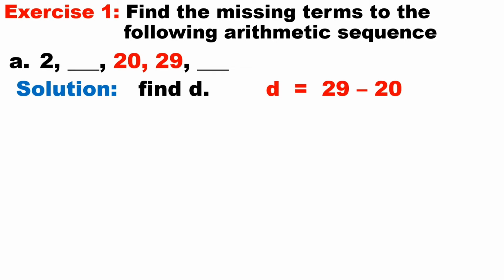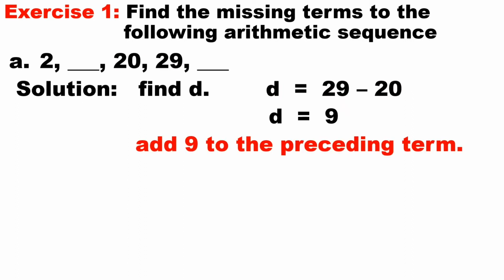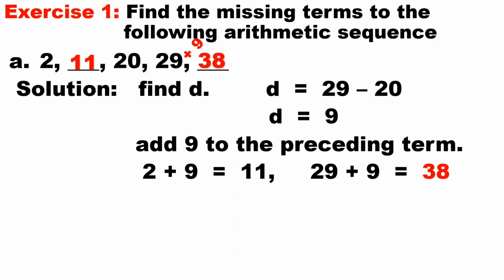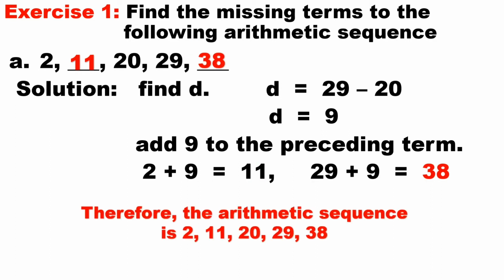We will subtract 29 minus 20 equals 9. So our common difference is 9. And 9 will be added to the preceding term. So 2 plus 9 is 11. 29 plus 9 is 38. Therefore, the arithmetic sequence is 2, 11, 20, 29, and 38, and 11 and 38 are the missing terms.